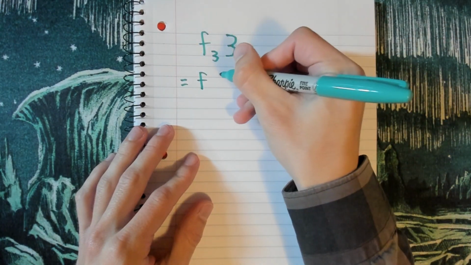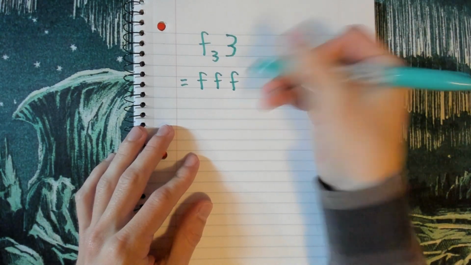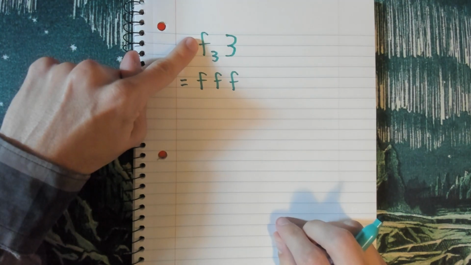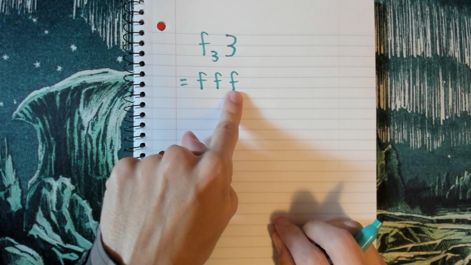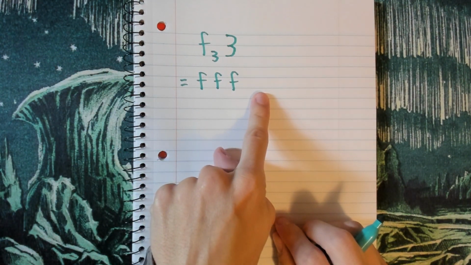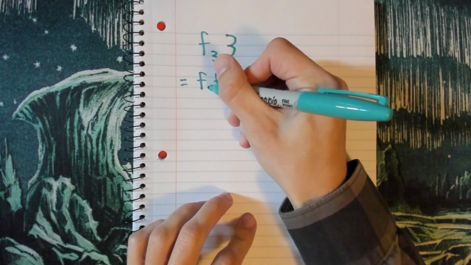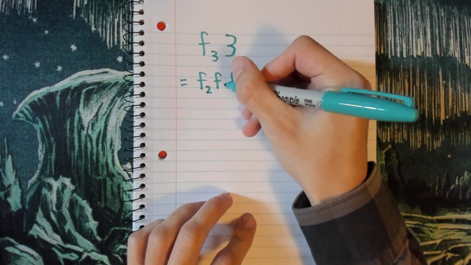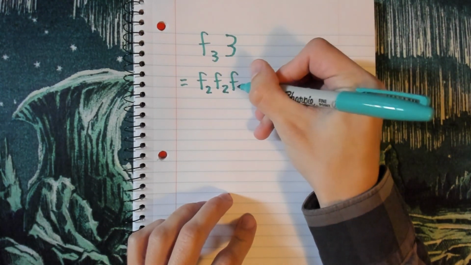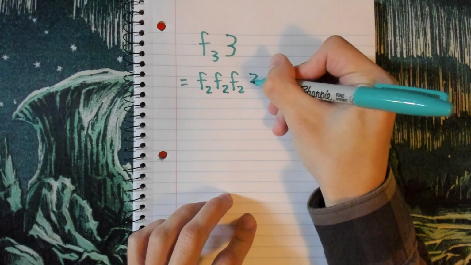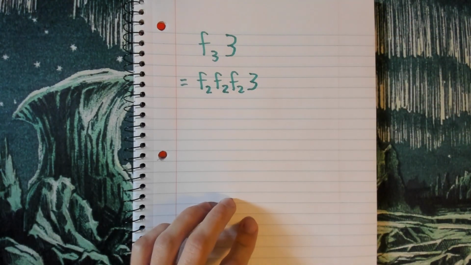Well, we can't repeat the exact same function because it's strictly increasing, right? So if we're just f3, f3, f3 applied to 3, that's going to lead to a contradiction, it's going to be growing faster than itself. That doesn't make any sense. So we'll have to repeat a slower growing function. Let's call it f2, okay?